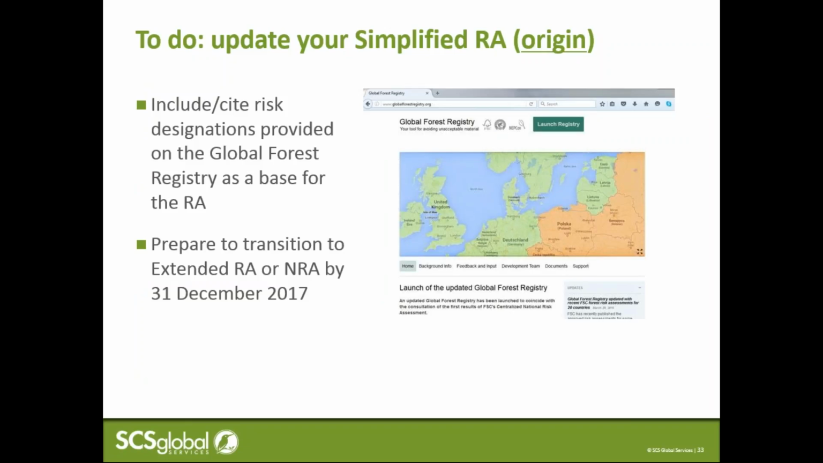And lastly, you will need to prepare to transition to either an extended risk assessment or national risk assessment by December 31st, 2017. Now, the reason I mention this is because your simplified risk assessments are likely to continue to compliantly identify low risk across all categories. However, when the final national risk assessment for the United States is approved, there is a possibility that for some identified areas of the country, one or more categories may be found to have specified risk, thereby necessitating the implementation of control measures at the origin level.